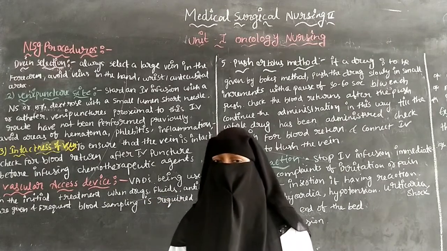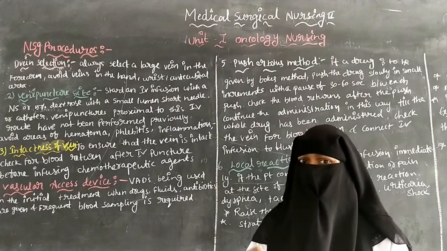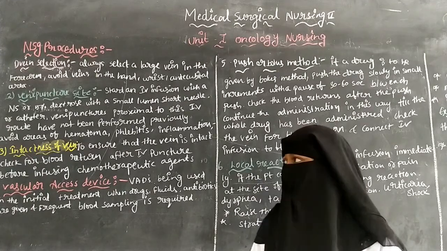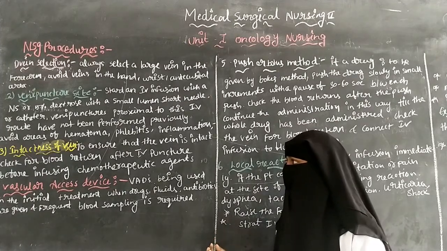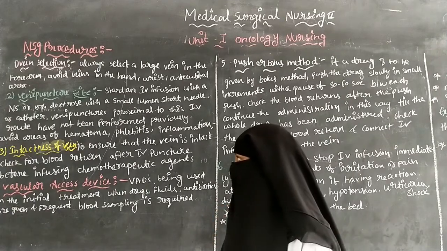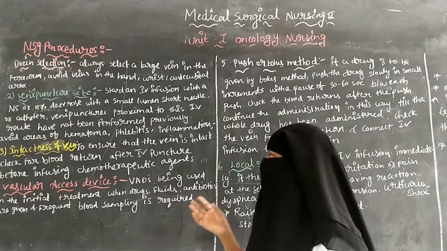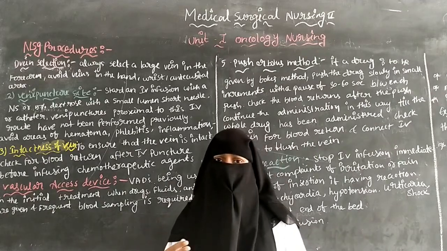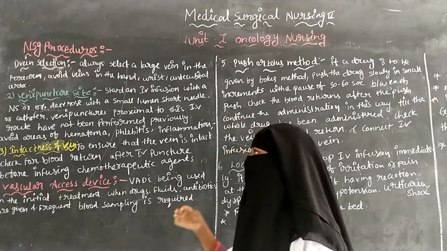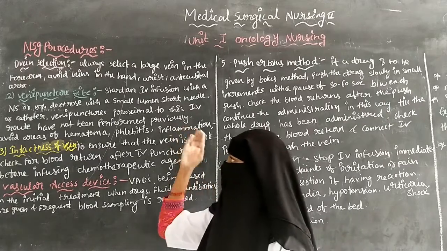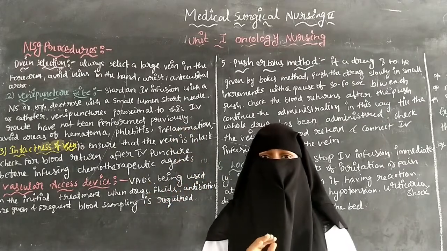A vein that has not previously been used for venipuncture has to be selected. If the patient has any hematoma or phlebitis, meaning inflammation of the vein, at the site, we should remove the needle immediately and venipuncture should not be done.